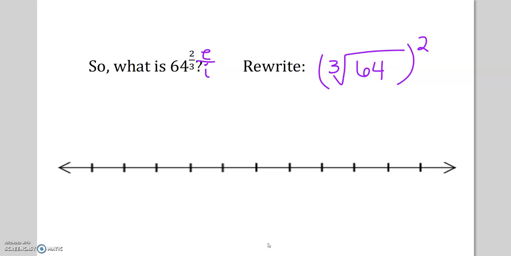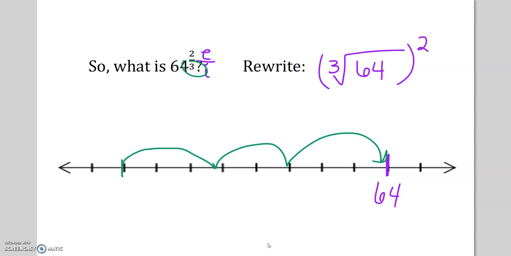So let's think about what this is. We could evaluate it. What's the cube root of 64? Well, it's 4. And then we square that, which would be 16. But we could also think about this logically on our number line. Here's 64, hoping I got some equal subdivisions there. And this 3 tells me we're going to make 3 jumps to get there. 1, 2, 3, 4, 5, 6, 7, 8, 9. The OCD person in me really wants these to be even. Okay, 3 equal jumps.